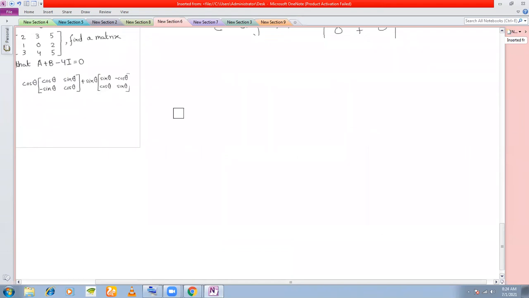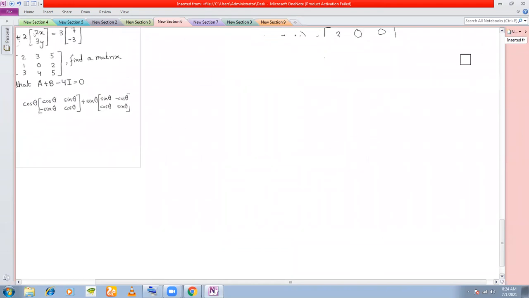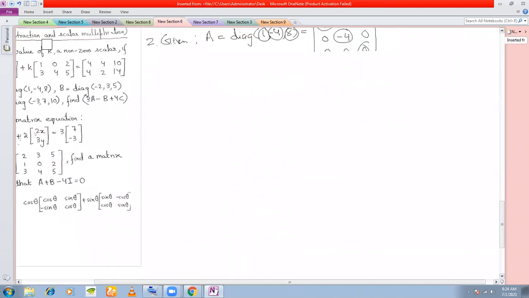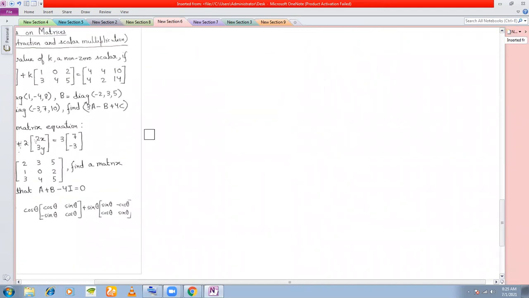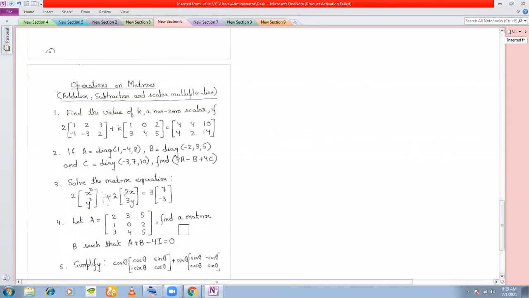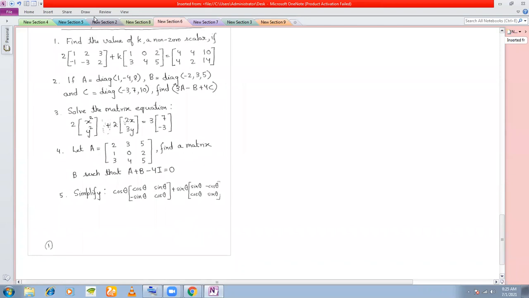Although you have done matrices in class 10, 2 by 2 matrices, you still have to be very careful here because we are dealing with matrices of different orders. In class 10, you have only done square matrices of order 2. Sir, you just have to be a little careful here. All the rules remain the same.